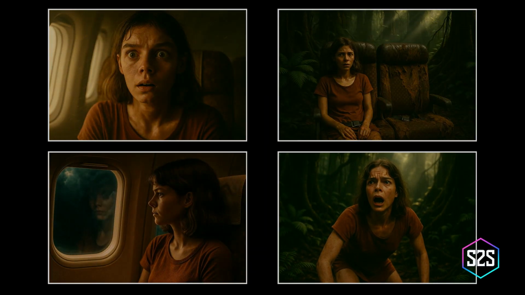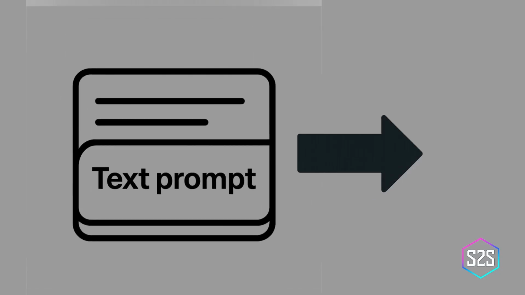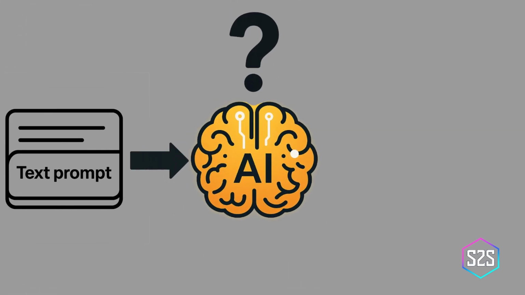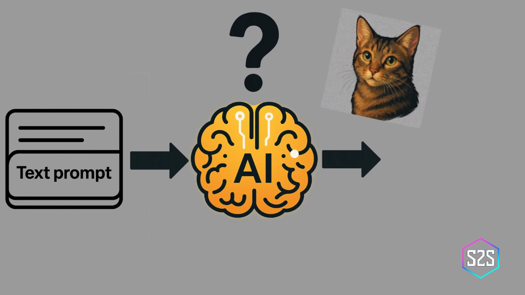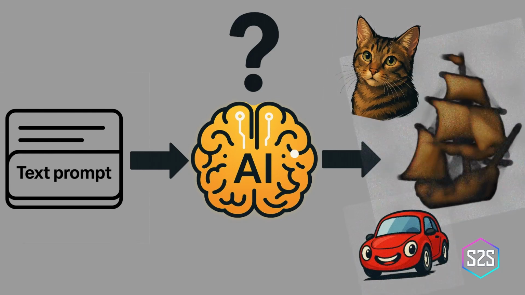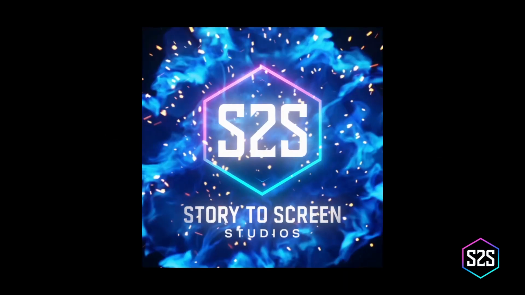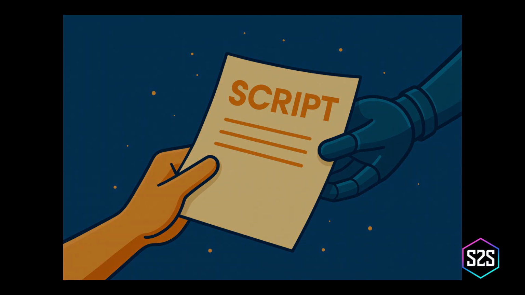The problem isn't the AI, it's the method. Prompting blind, shot by shot, is like trying to build a house without a blueprint. You're forcing the AI to be the writer, director, and set designer all at once, and it's bound to fail. You need a blueprint. You need a director. That's where I come in. I take your script and I build you that blueprint.